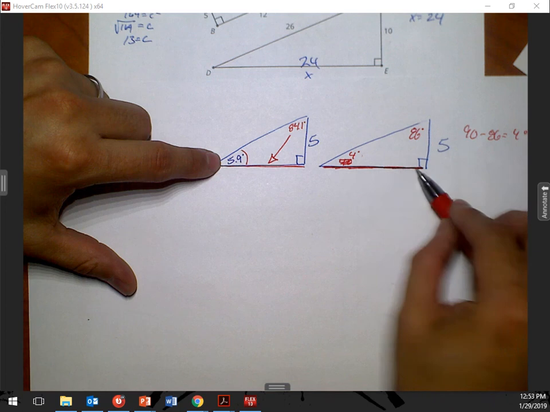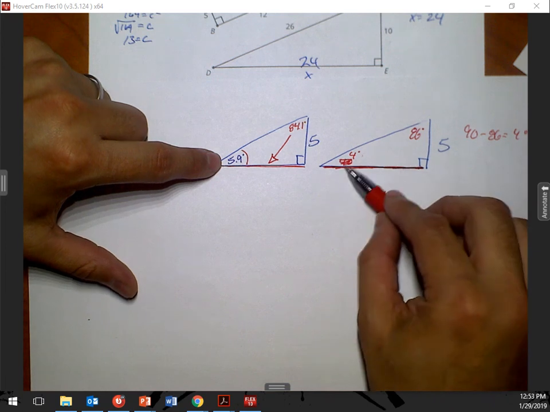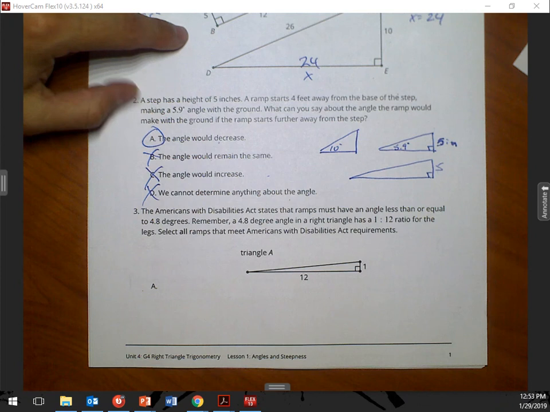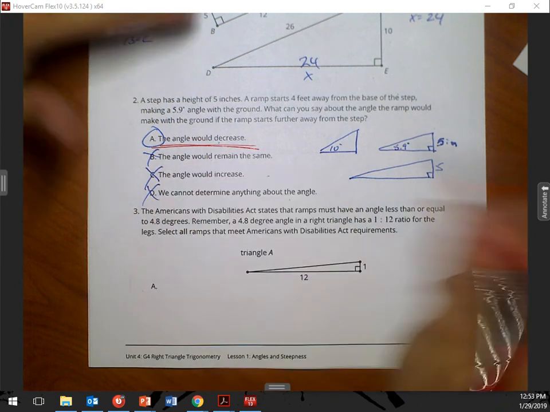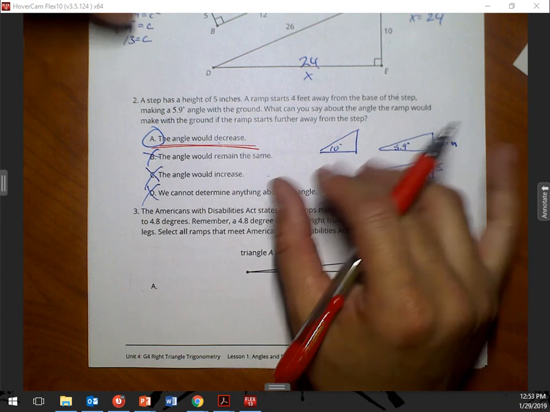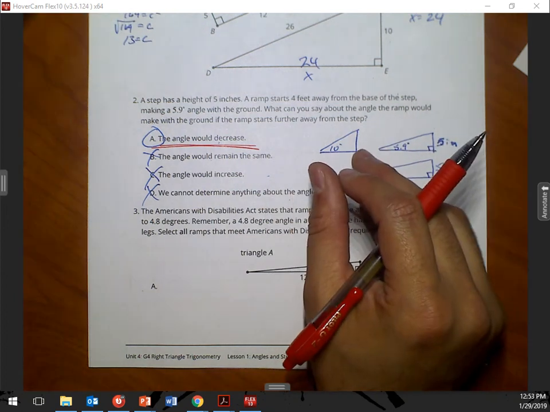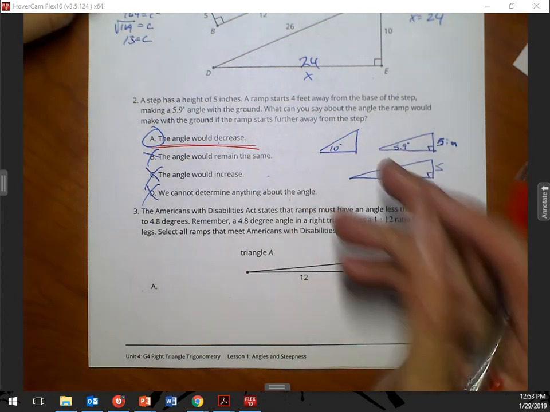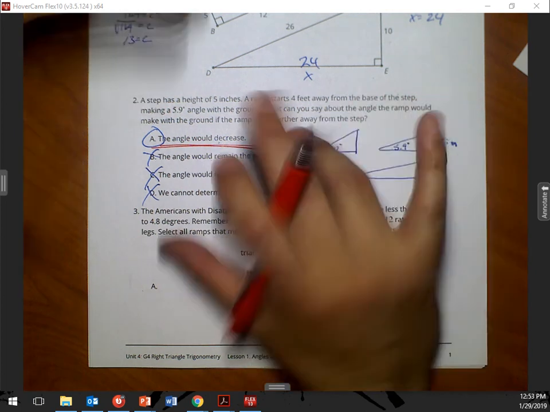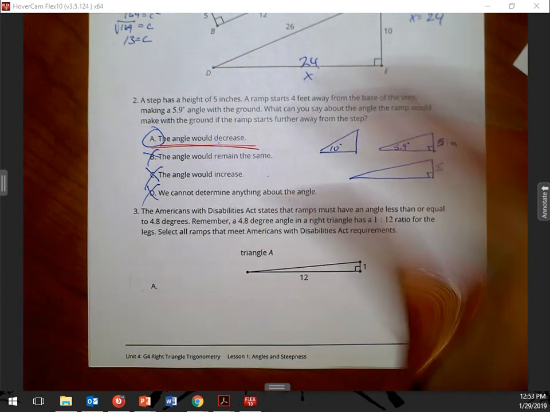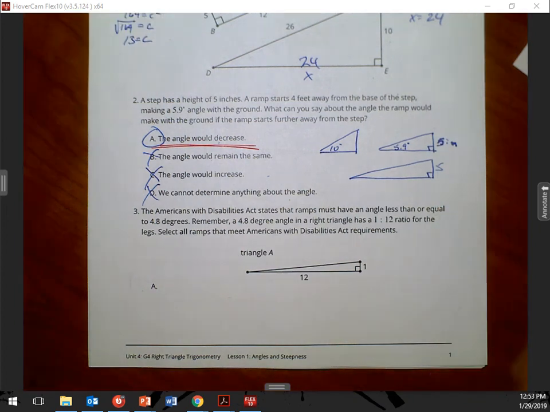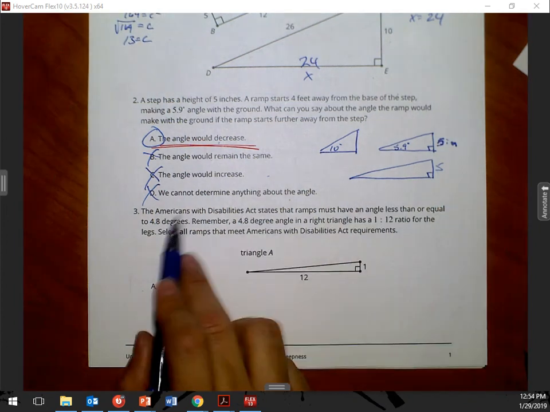So if this side on the bottom, the adjacent, gets longer, that means my angle decreases. Why do you think I'm putting in such an explanation for this problem right here? So we understand for the test. Because on the test, you're going to have something really close to this, and you're going to have to think about it and apply this. Not in the same way, but something similar.